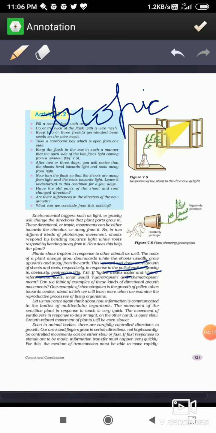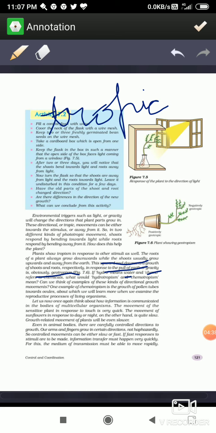So these are the different types of movement carried out by plants in response to growth. Basically, these are the movements done by plants for their growth, for increase in length, size or width. Okay, so we'll discuss them one by one.